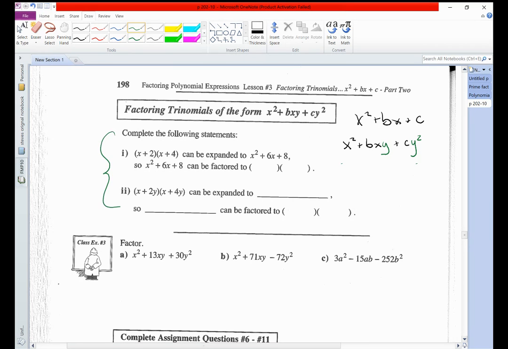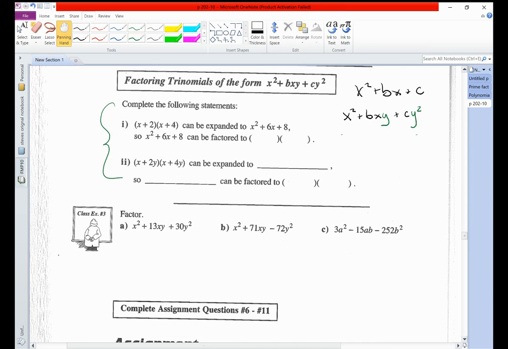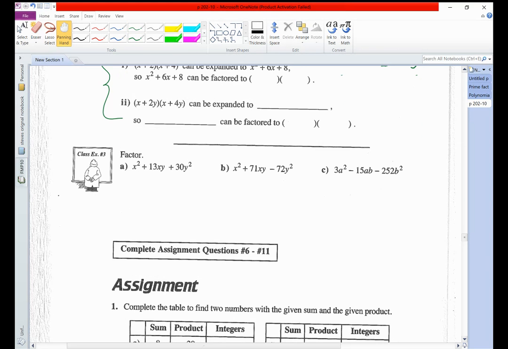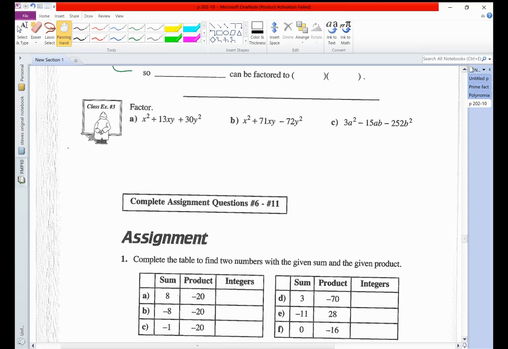I'm going to skip this whole part here. I don't really like those fill in the blanks very much. I like doing the examples and showing you.